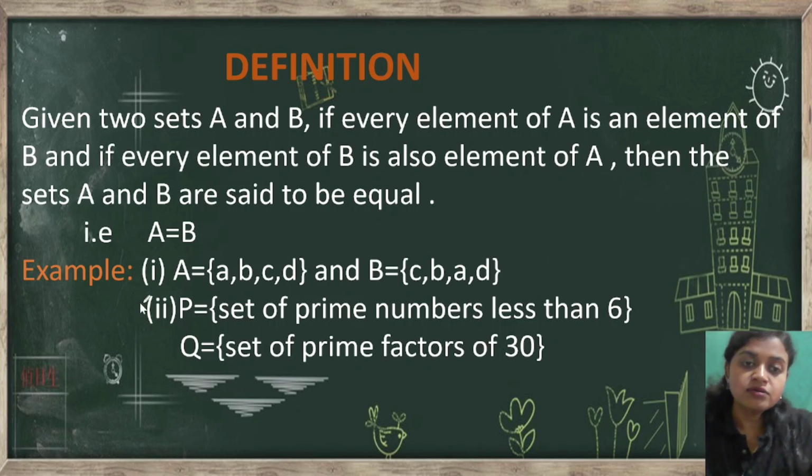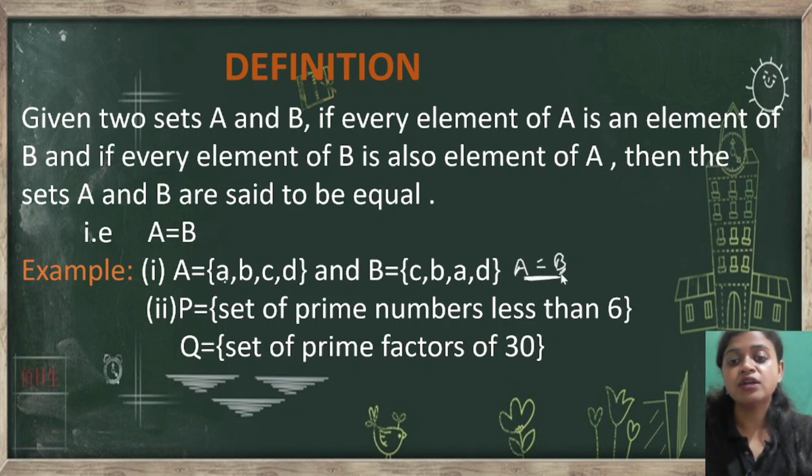Okay, so if I take an example, A is a set with four elements, A, B, C, D, and B equals C, B, A, D, these four elements. So you see A is there and A is also there. The order can be different, but we have to see that there is the same number of elements and exactly the same kind of elements are present. Then you can say these two sets are equal to each other. So A and B are equal sets. When two sets are equal, we write it like that.